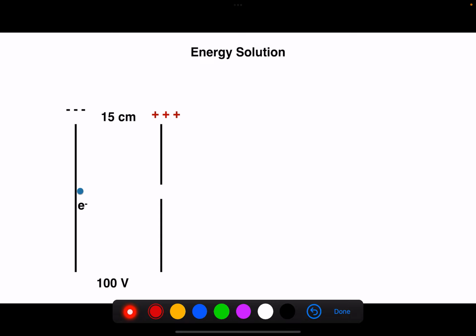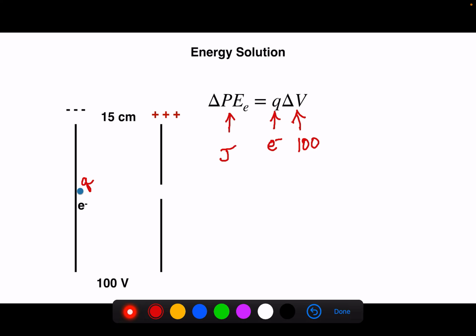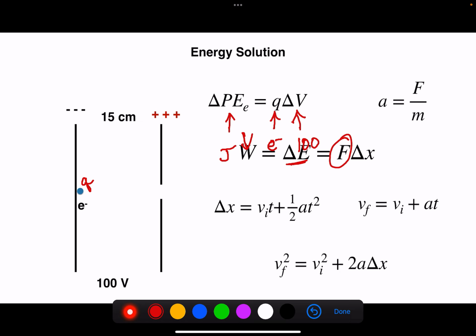If you want to do it using energy, you start with this formula. Again, you have the charge, in this case, the charge of an electron. You have your voltage, which in this case, the difference in voltage is 100 volts. And you find your energy in joules. You can then plug that change in energy in for your work, or delta E, and you could solve for the force. You could then plug it in and get your acceleration, and you could solve for the things we did before, time and final velocity. You should get the same exact answers with this method that you got with the first method. Again, it's personal preference which way you're going to attack it, or based on what you know.